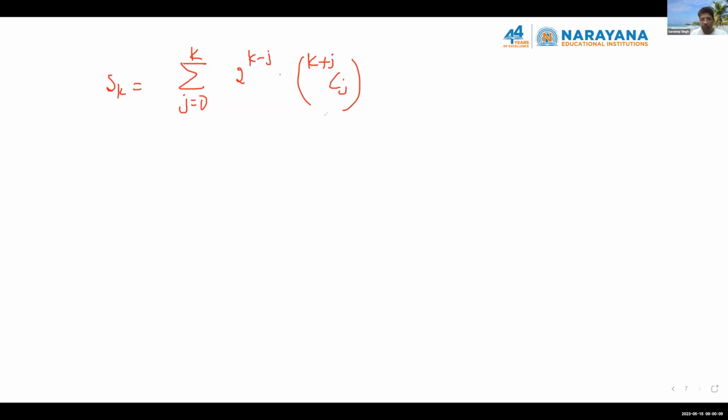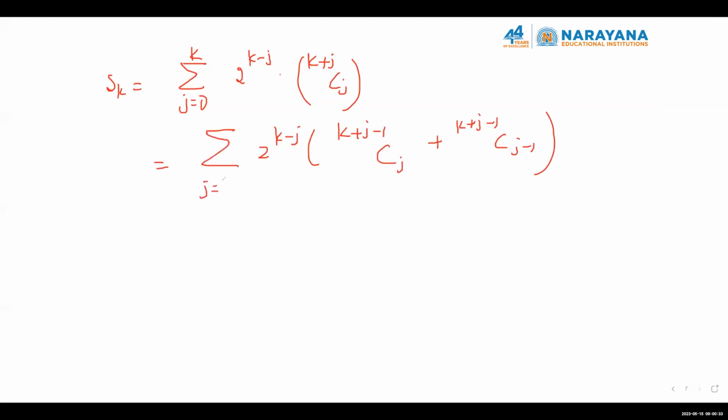So this can be written as 2 power K minus J times K plus J minus 1 C J plus K plus J minus 1 C J minus 1, since NCR minus 1 plus NCR is N plus 1 CR. This is understood? Yes, sir. Summation J from 0 to K.